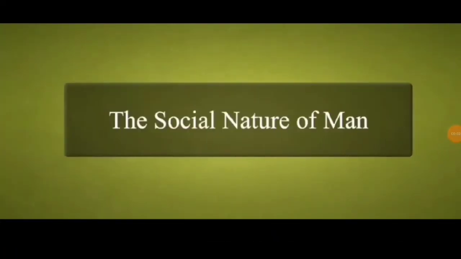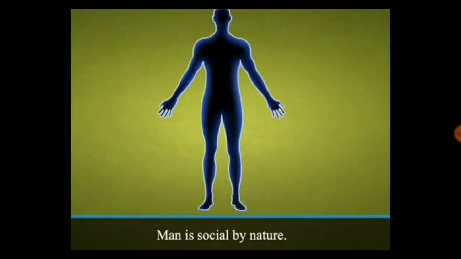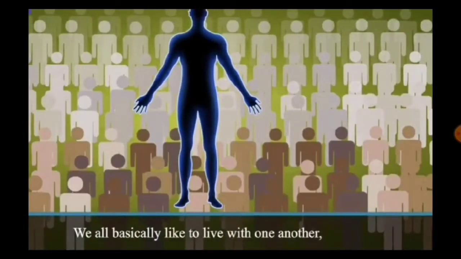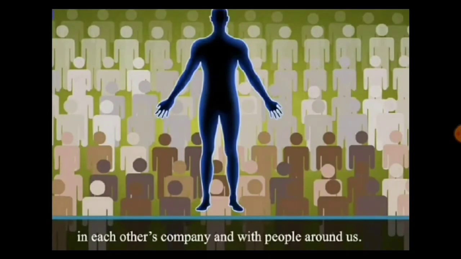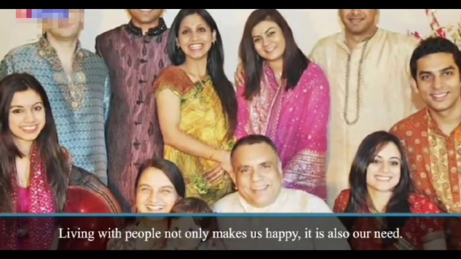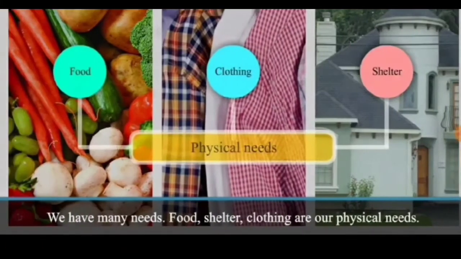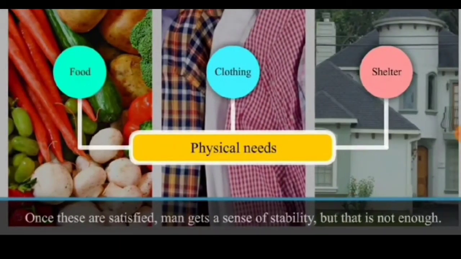Second part of this lesson, the social nature of man. Man is social by nature. We all basically like to live with one another, in each other's company and with people around us. Living with people not only makes us happy, it is also our need. We have many needs: food, clothing, shelter. These are our physical needs. Once these are satisfied, man gets a sense of stability. But this is not enough.